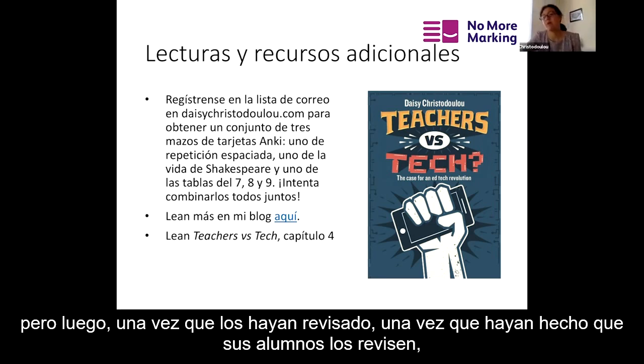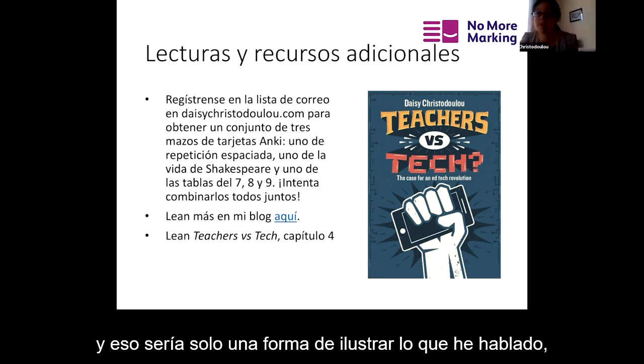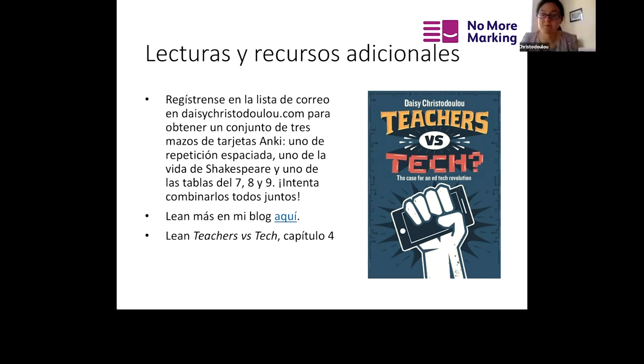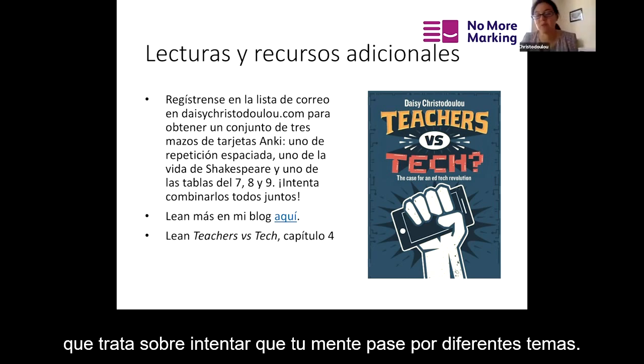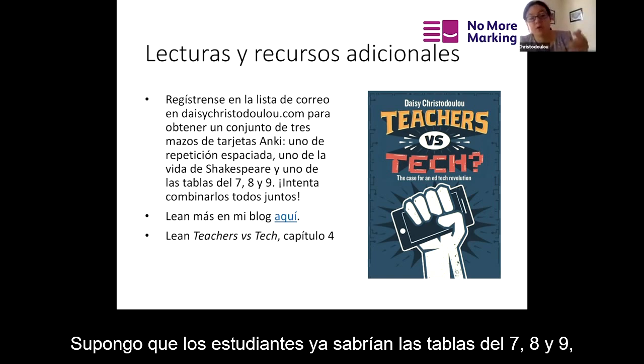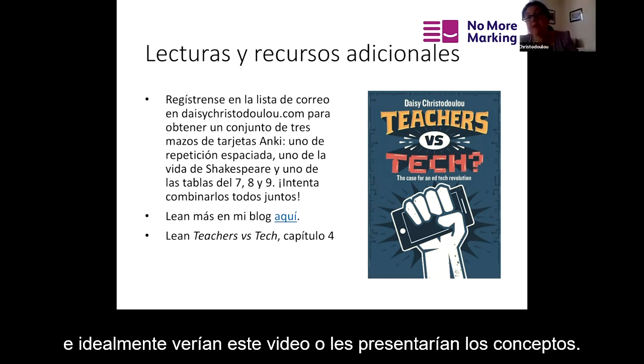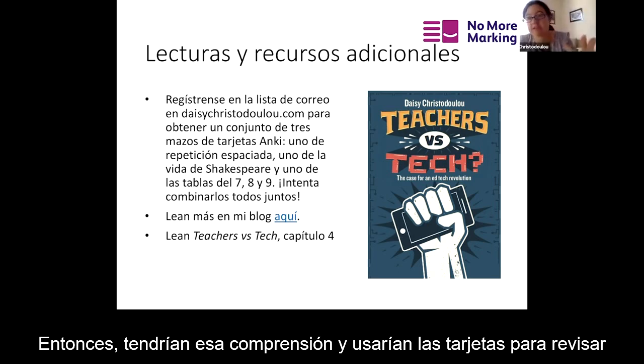But once you've reviewed them, once you've got your students to review them, you could combine them all together. That would be a way of illustrating what I've talked about, which is trying to get your mind to move between different topics. I'm assuming that students would already know the 7, 8, 9 times tables. They'd already know a bit about Shakespeare's life, and ideally they'd watch this video, or you would present the concepts in it to them. So they would have that understanding, and they would use the flashcards to revise.